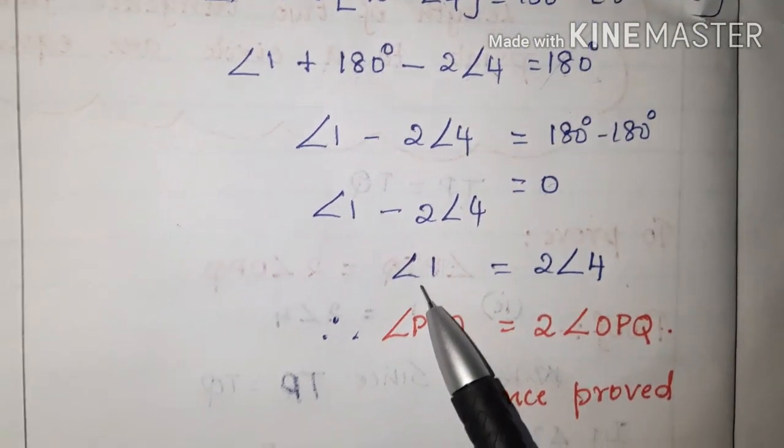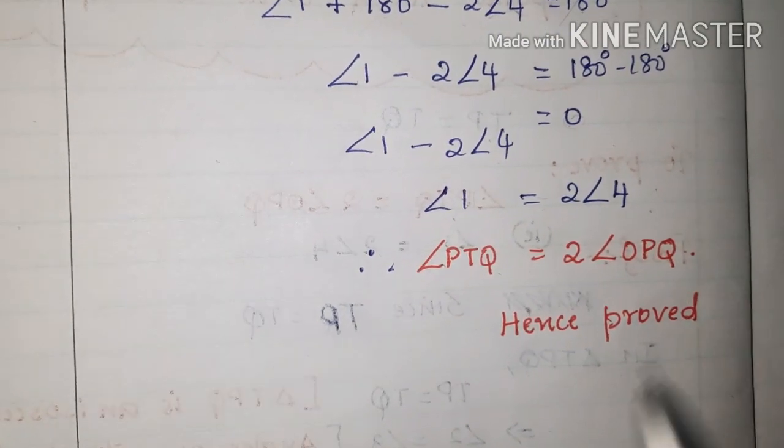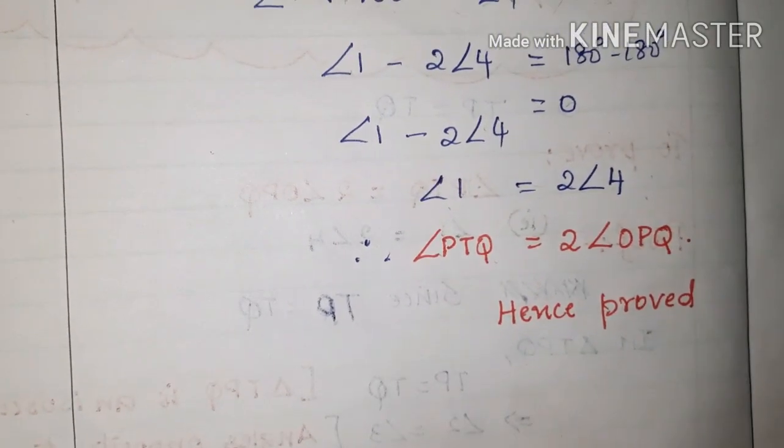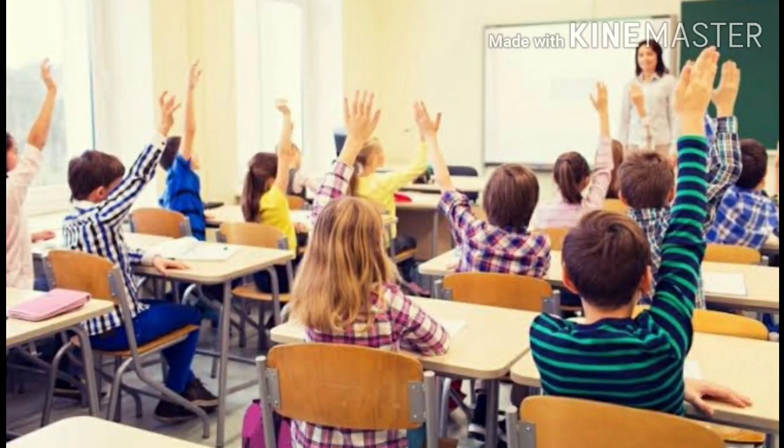So what is angle 1 we have named? PTQ. What is angle 4? OPQ. Able to understand, children? So this is example 2. Very simple sum. So children, understand and study. It will be a very easy concept. So I think you are clear with this portion.